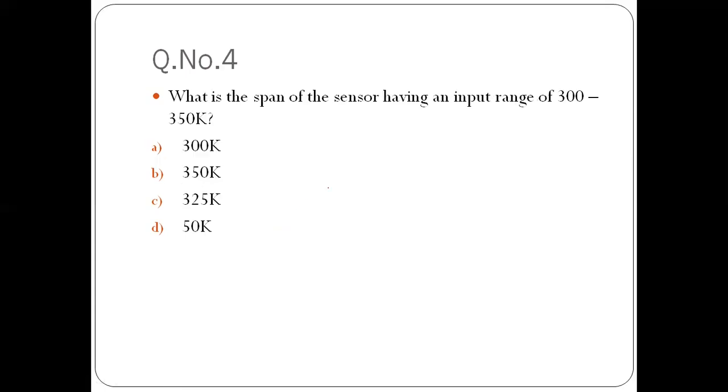What is the span of the sensor having an input range of 300 to 350 Kelvin? So already we have seen span is nothing but the difference between the maximum input value and the minimum input value. So the span here is 50 Kelvin.